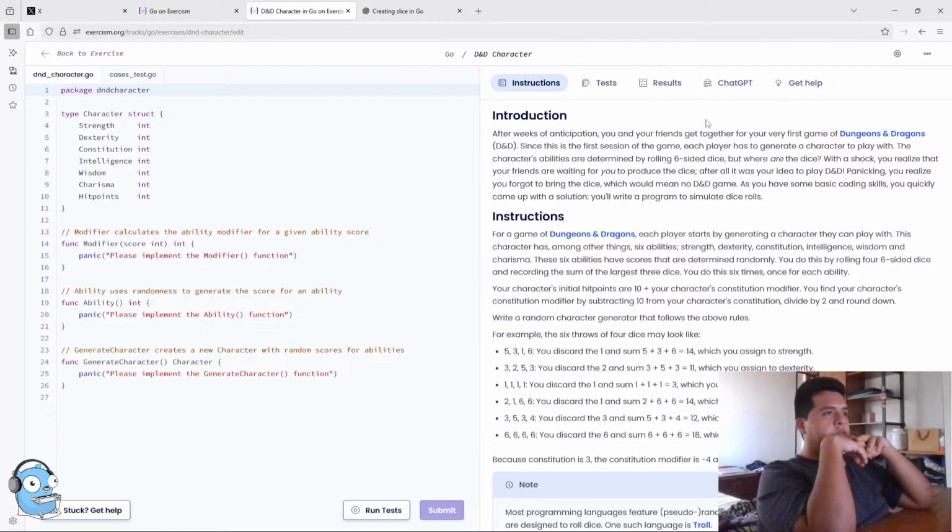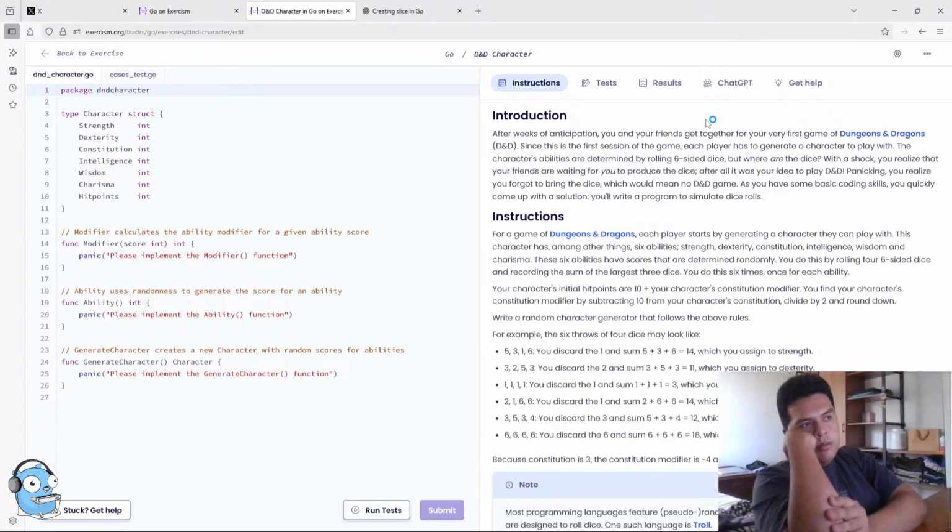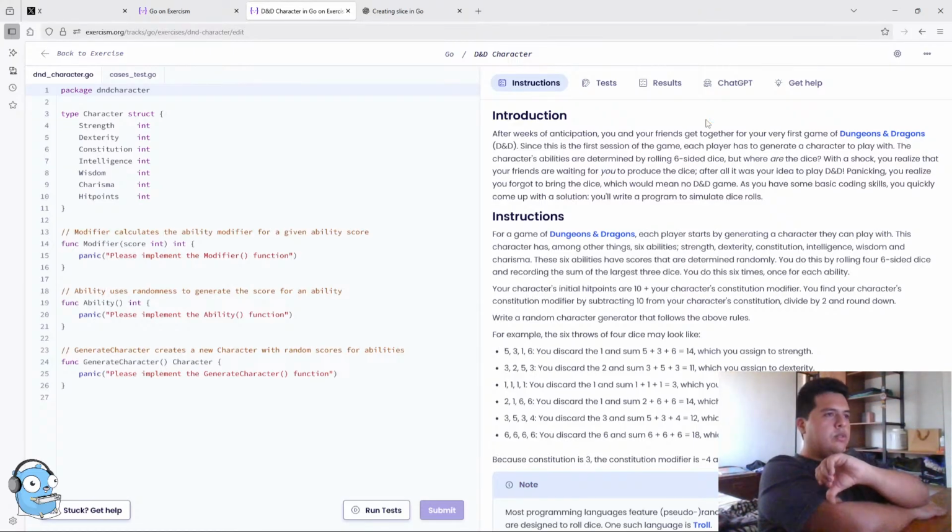For a game of Dungeons and Dragons, each player starts by generating a character they can play with. This character has, among other things, 6 abilities: strength, dexterity, constitution, intelligence, wisdom, and charisma. These 6 abilities have scores that are determined randomly. You do this by rolling 4 6-sided dice and recording the sum of the largest 3 dice. You do this 6 times, once for each ability.